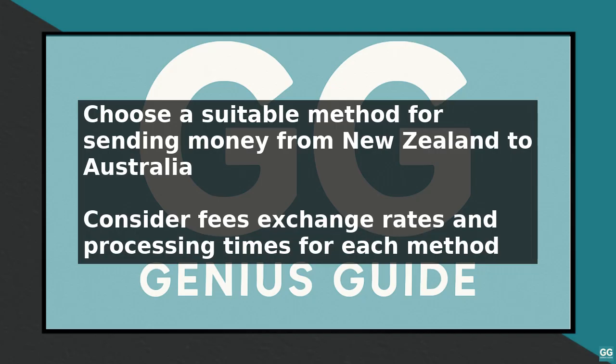Each method has its own set of fees, exchange rates, and processing times, so it is essential to compare these before making a decision. Once you have selected a method, you will need to gather the necessary information, including the recipient's name, address, and bank account details.